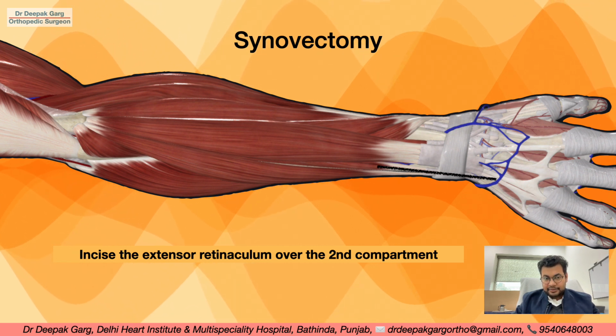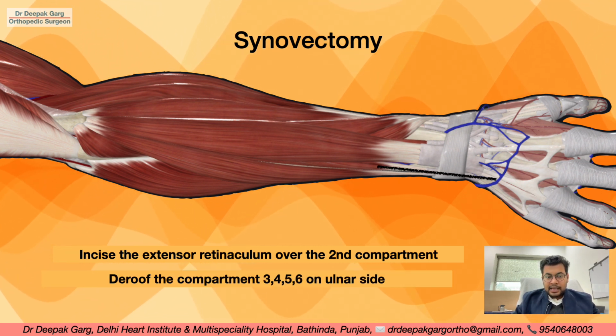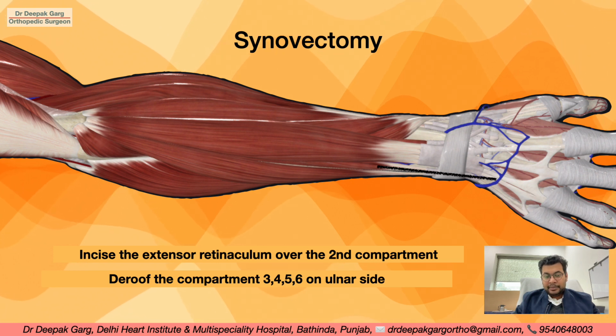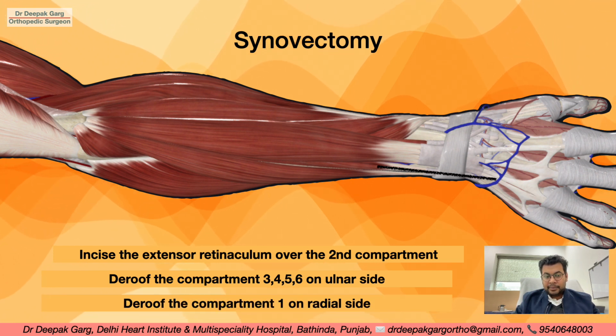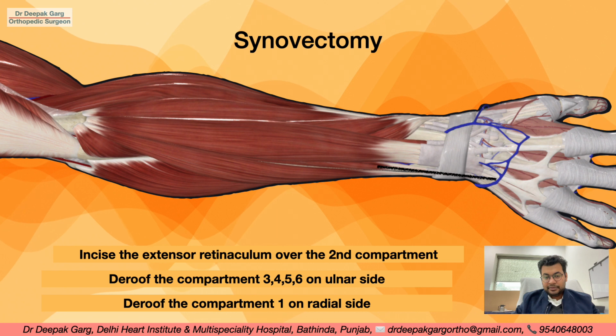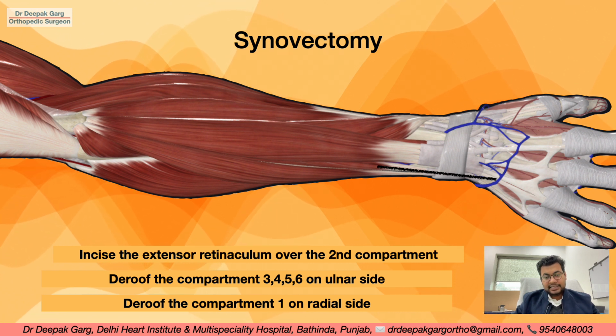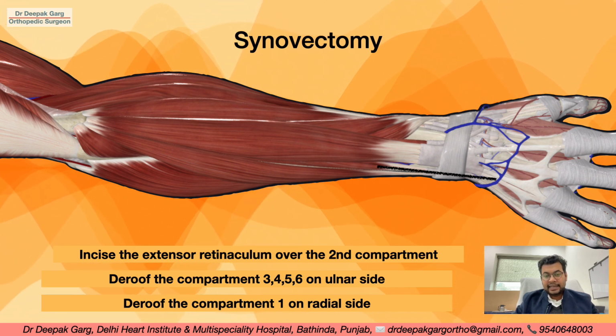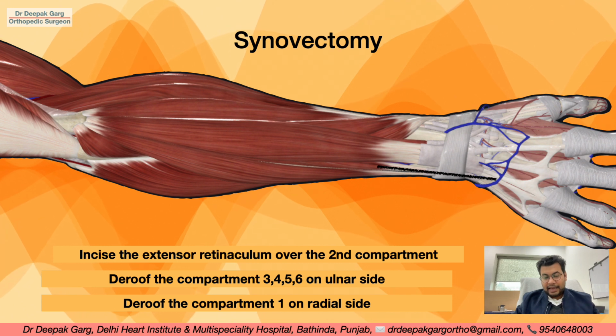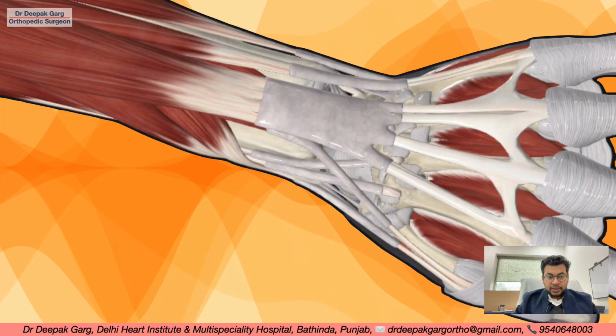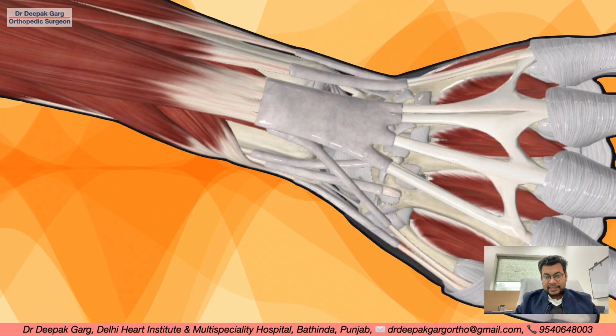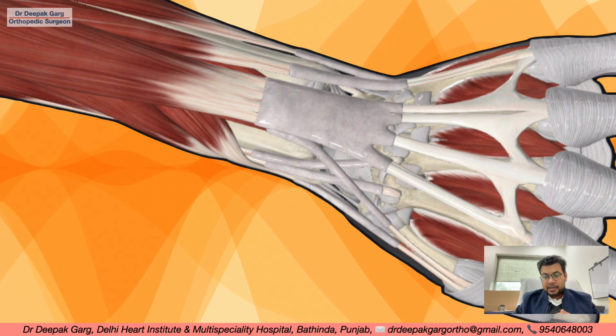So at this level we will excise the extensor retinaculum, and then we will deroof the compartment number 3, 4, 5 on the ulnar side and compartment number 1 on the radial side. That means we will separate the extensor retinaculum on the medial and the lateral side, then we will deroof it. We will have all the compartments in front of us. We already know which muscle tendon is passing through which compartment.